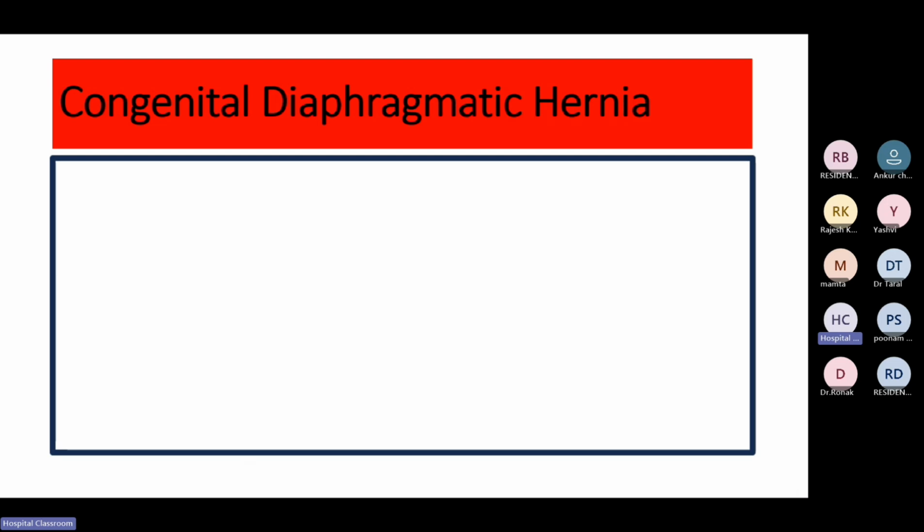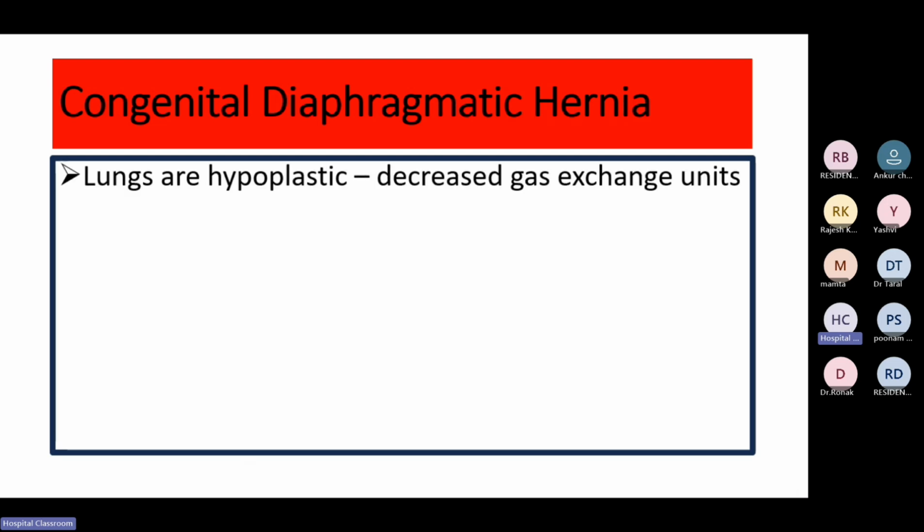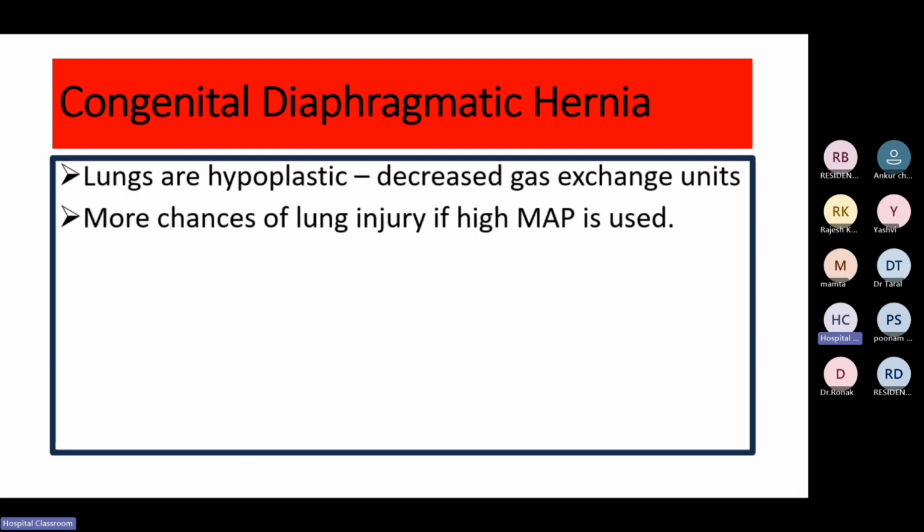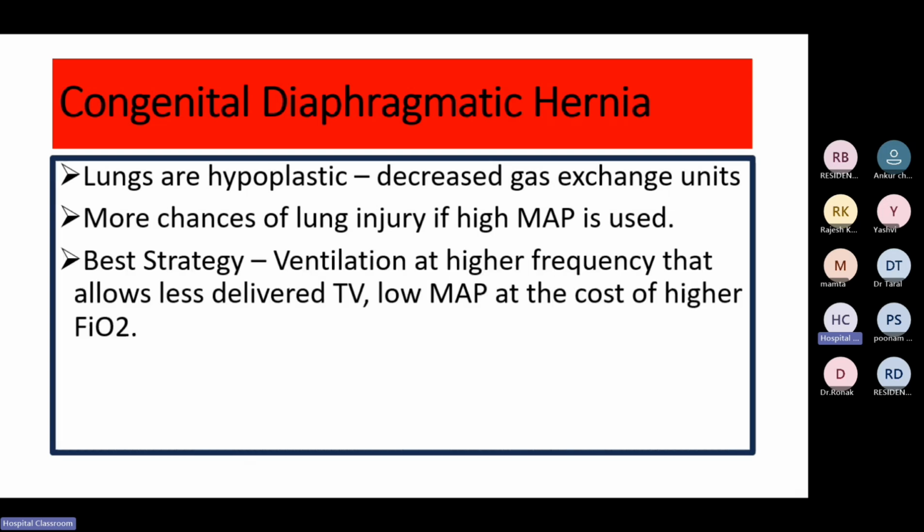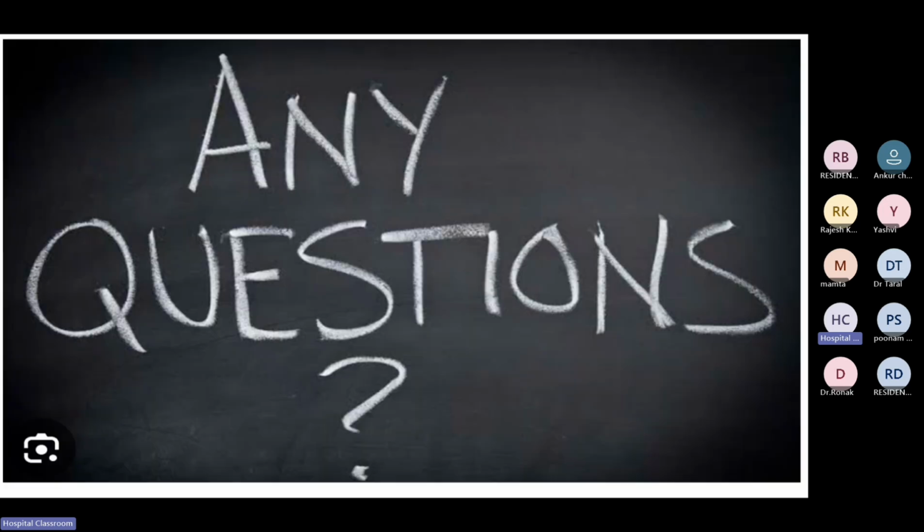Then coming to diaphragmatic hernia. So as I said, these are actually bad lungs. They are hypoplastic lungs, with decreased gas exchange units. So there are more chances of lung injury if you use a higher mean airway pressure. The best strategy is that you use a higher frequency that allows a lesser tidal volume delivered, low mean airway pressure at the cost of higher FiO2. And inspiratory to expiratory, again, you keep a ratio of 1 is to 1.